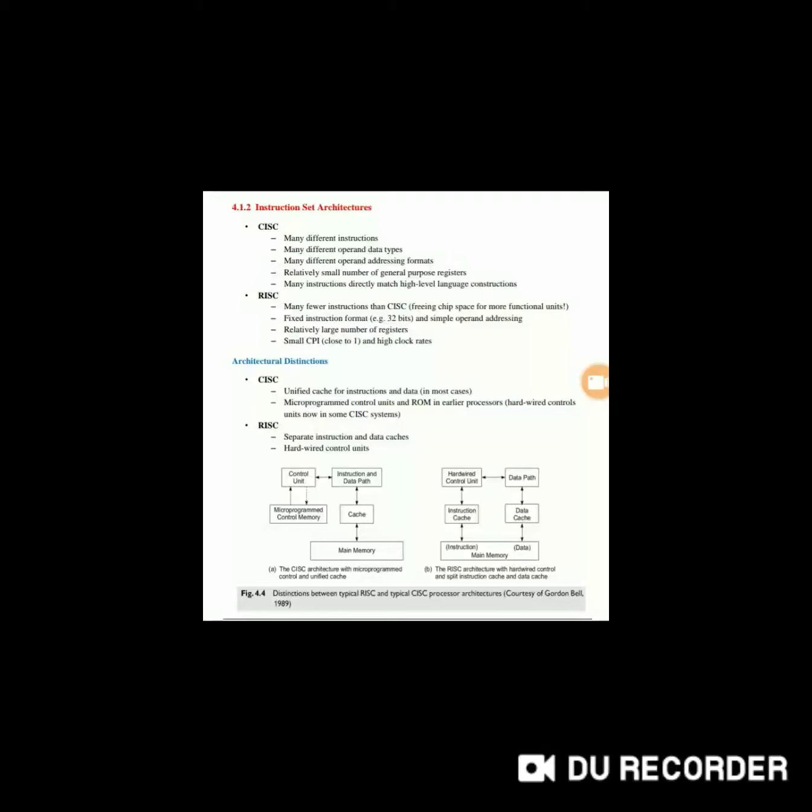So now we'll discuss instruction set architectures. First we'll see about CISC. In CISC, it has many different instructions, many different operand data types, many different operand addressing formats, a relatively small number of general purpose registers, and many instructions directly match high-level language constructions.